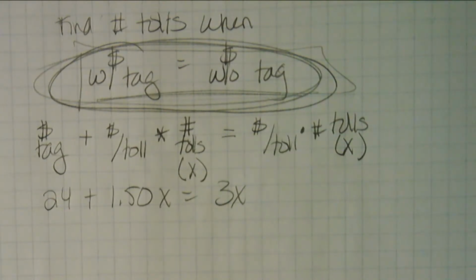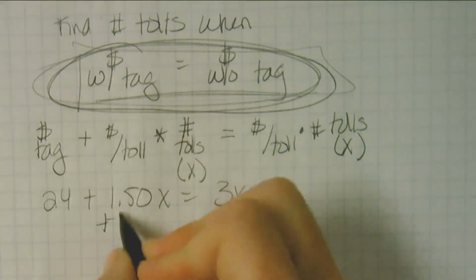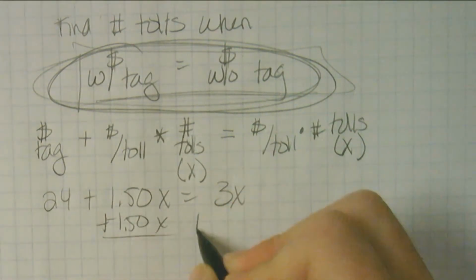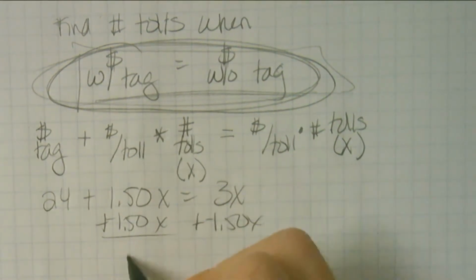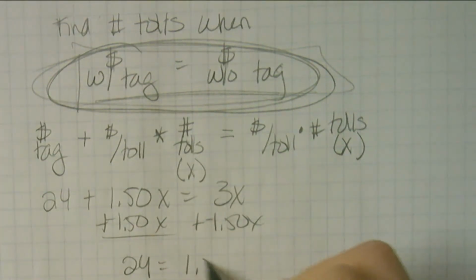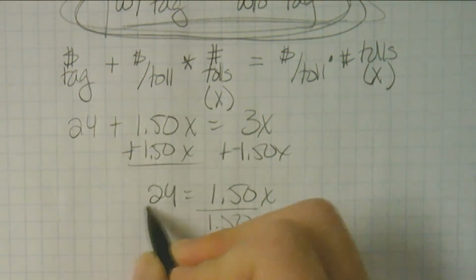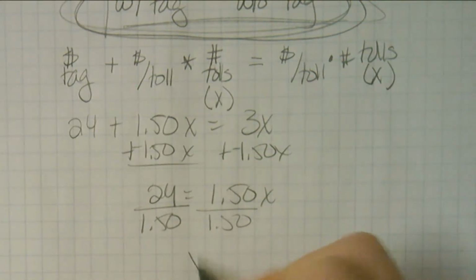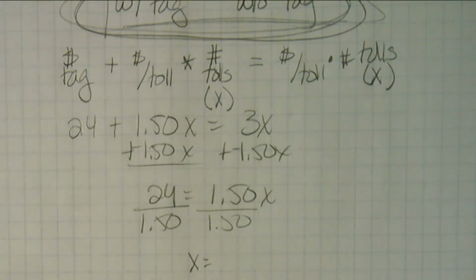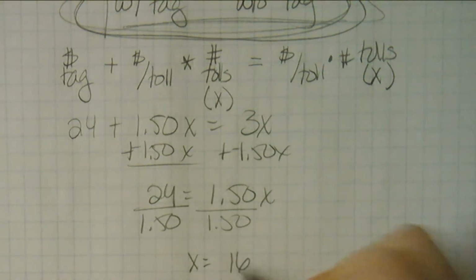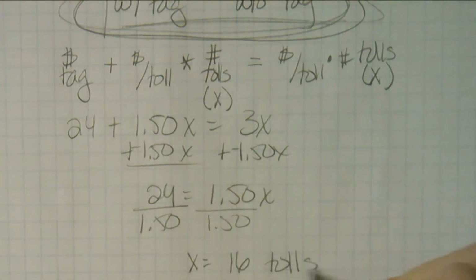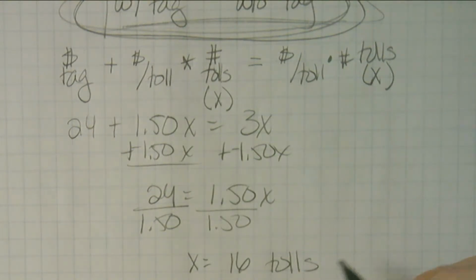Matthew. Okay, so if I finish solving this, I gave you the answer. So I end up with 24 is equal to $1.50 times x. Divide both sides by $1.50. So if I do 24 divided by 1.5, I end up with x is equal to 16. So 16 tolls, and I hope that was the answer they gave us. Yes.